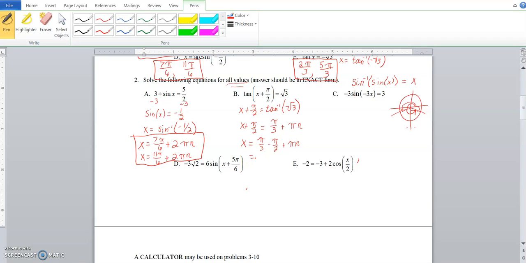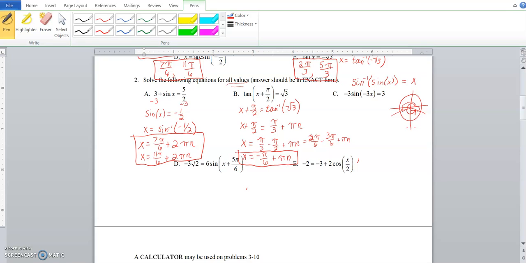So really, pi over 3 minus pi over 2, we have to get those into terms of pi over 6. So that's 3 pi over 6. Right? Oh, no, I'm sorry. That's 2 pi over 6 minus 3 pi over 6 plus pi n. So x equals negative pi over 6 plus pi n. And that is our answer.